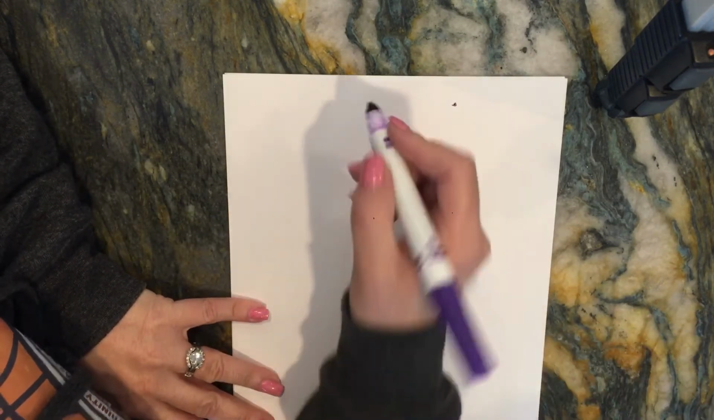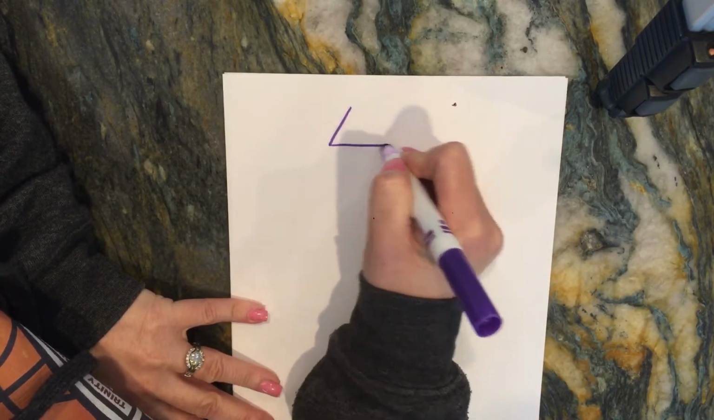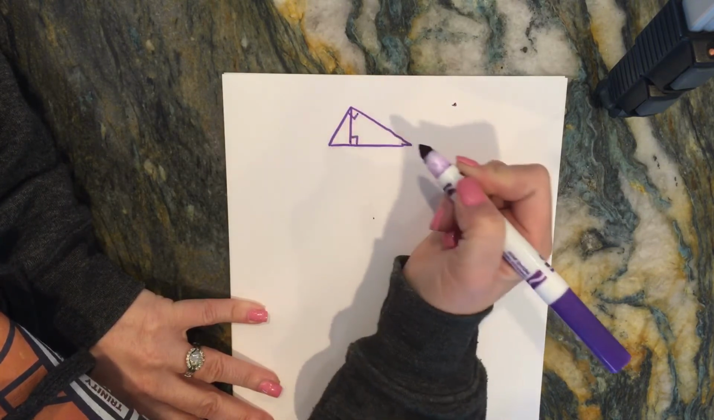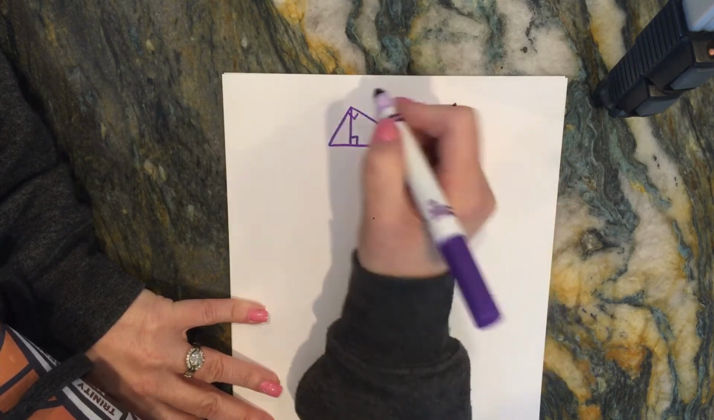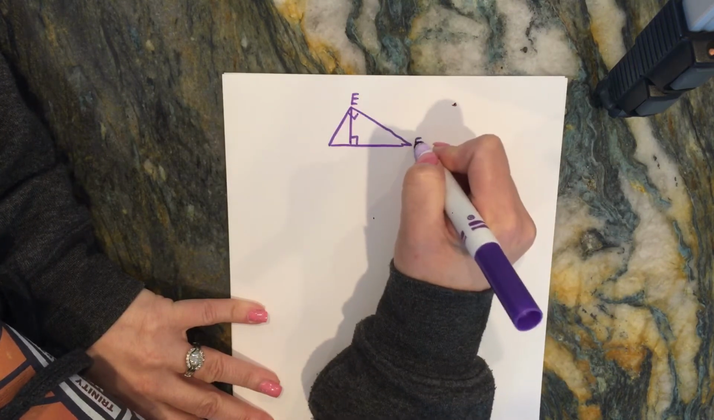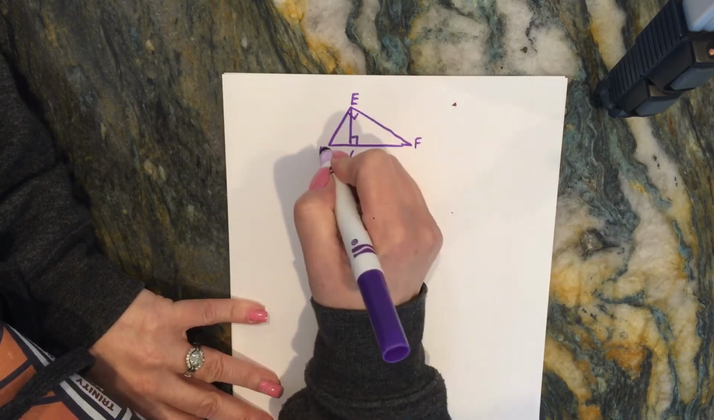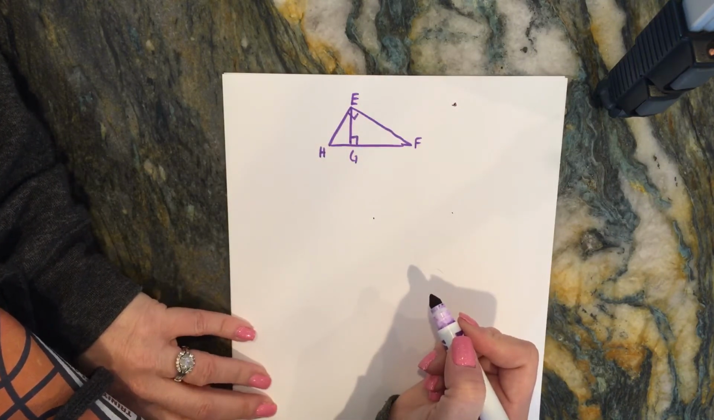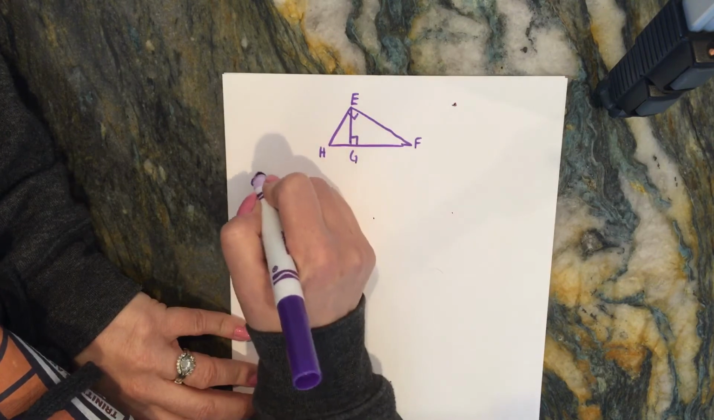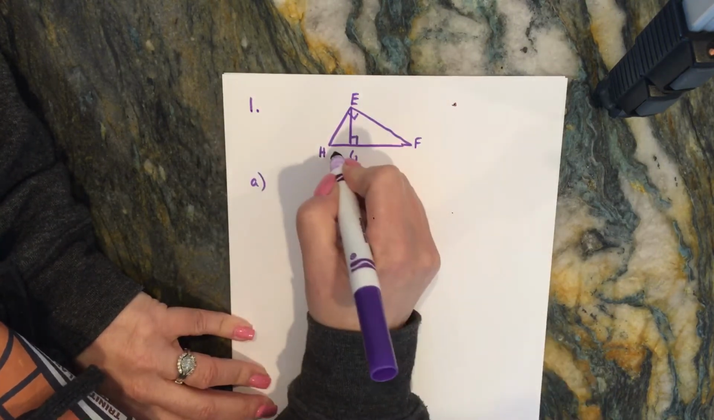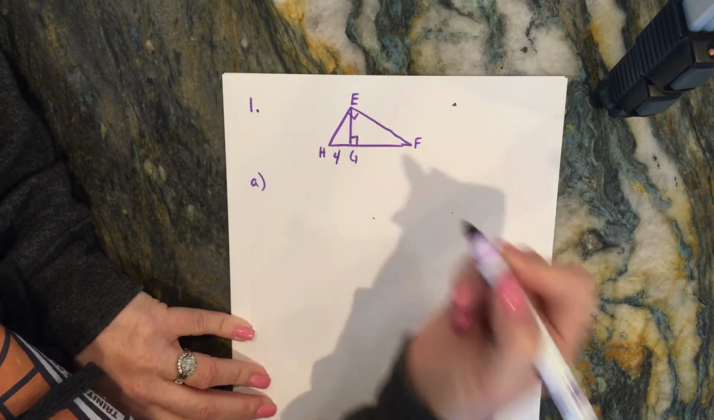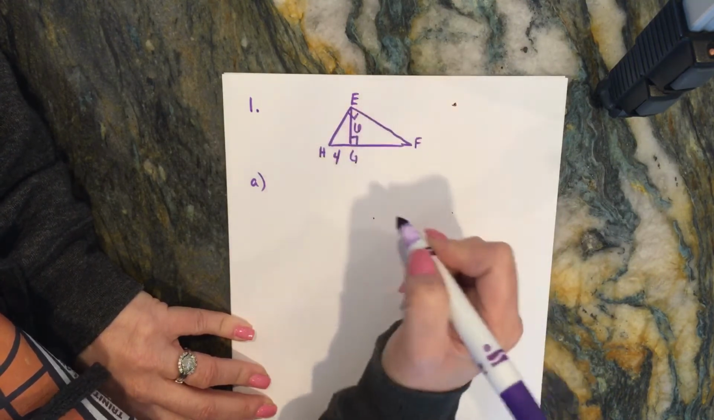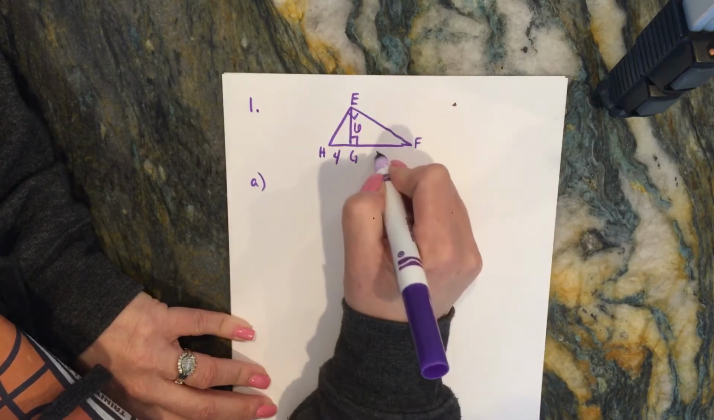Problem number 1, we've got our good old friend, the right triangle with an altitude. And they've labeled it EFGH, and we are given different parts of the triangle. So HG is 4 for number 1A. HG is 4, EG is 6, and you're asked to find GF, so that's your unknown.